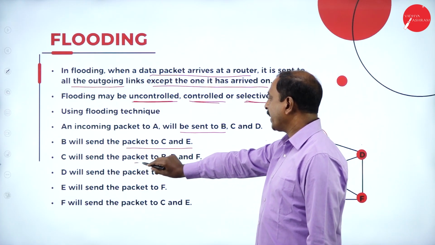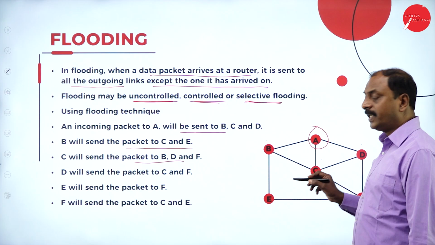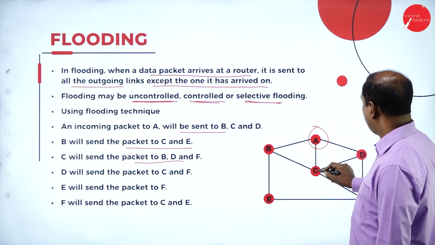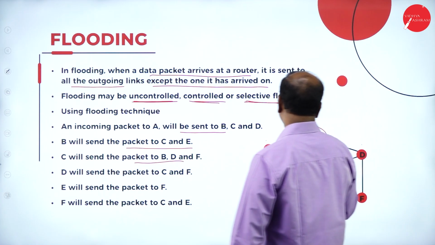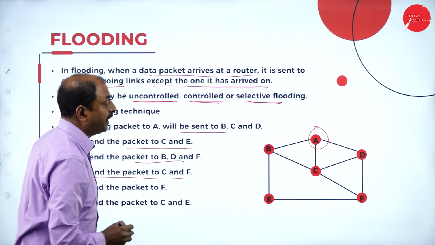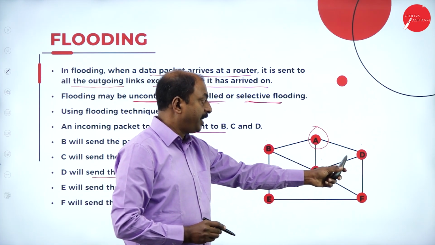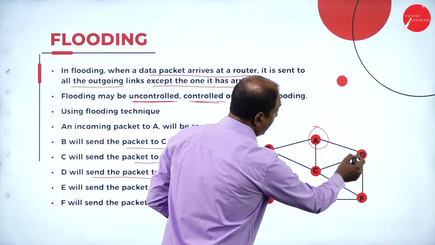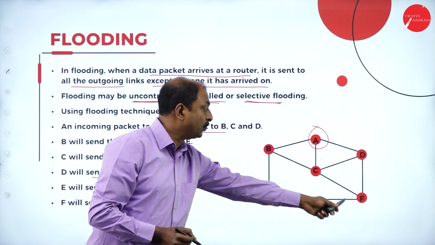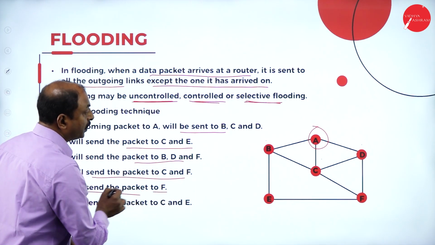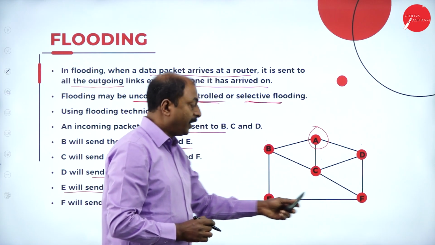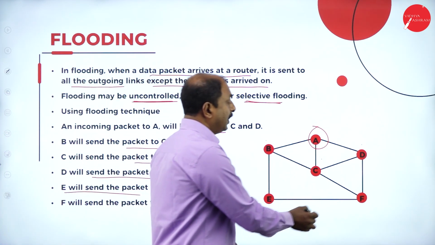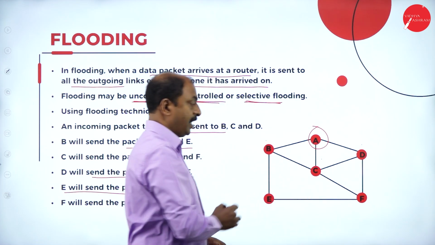Then C will send the packets to B, D, and F. C has already received the packet from A, so it transmits the packets to D and F as well as to B. Next, D will send the packets to C and F. D has already received the packet from A. Then E will send the packets to F, and E has received the packet from B. And F will send the packets to C as well as E. So this is how it works.